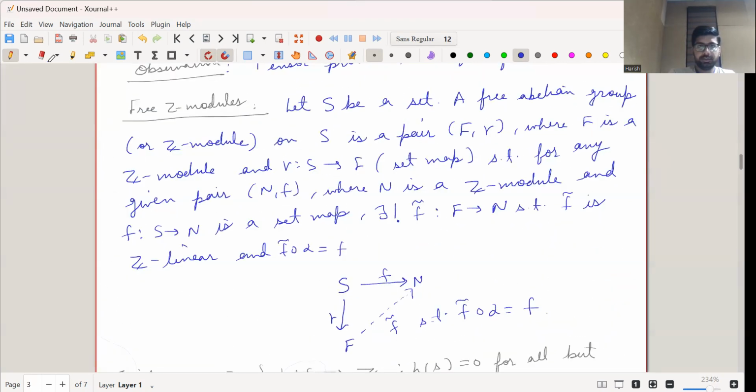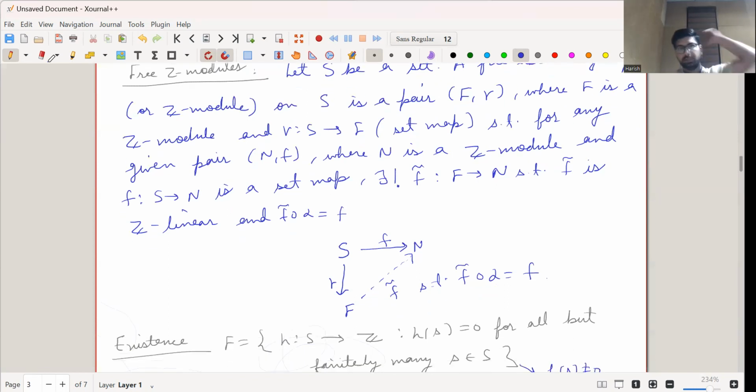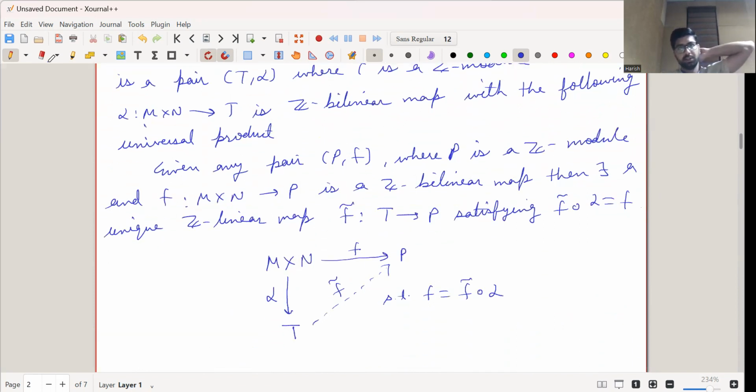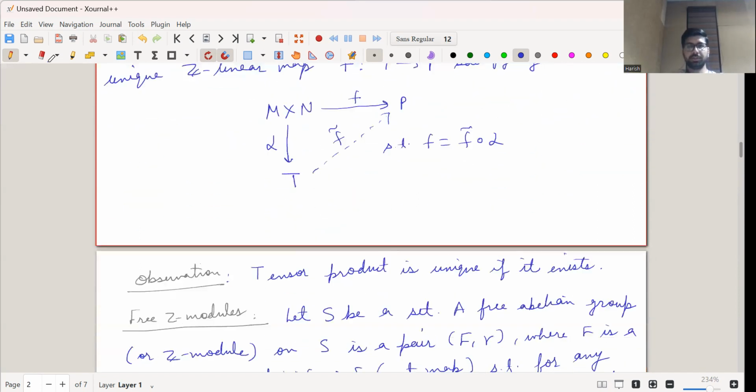Yes. Okay, so this is the Z module thing. We want it for the tensor product. For M cross N, the tensor product, there is a bilinear map, and it has a universal property: for any Z module P with a bilinear map F from M cross N to P, there exists a unique Z linear map from T to P such that F composed with alpha is equal to F. So that's what we are using here.